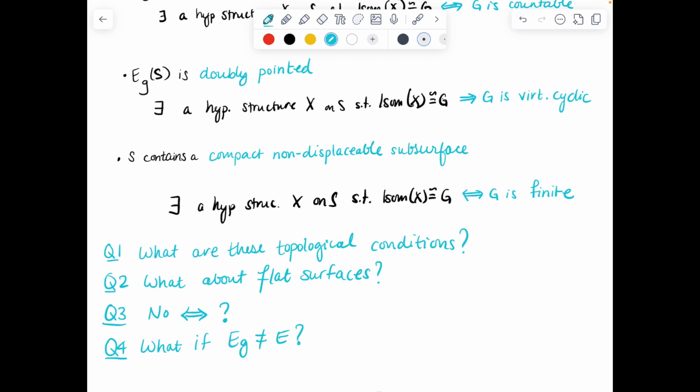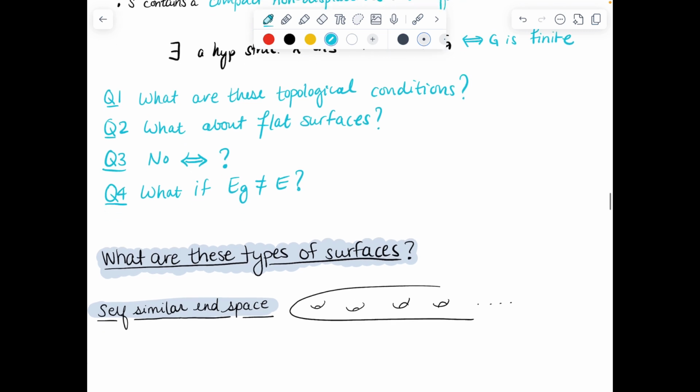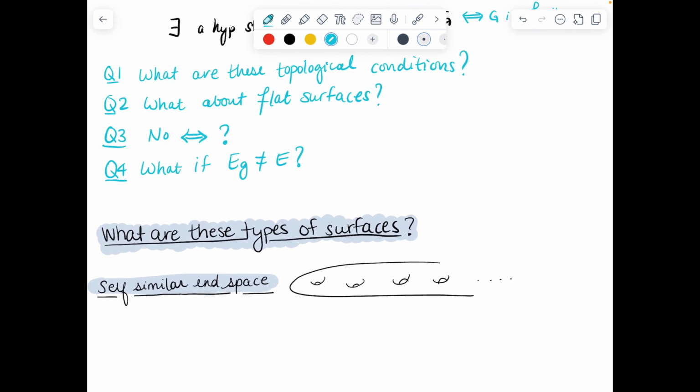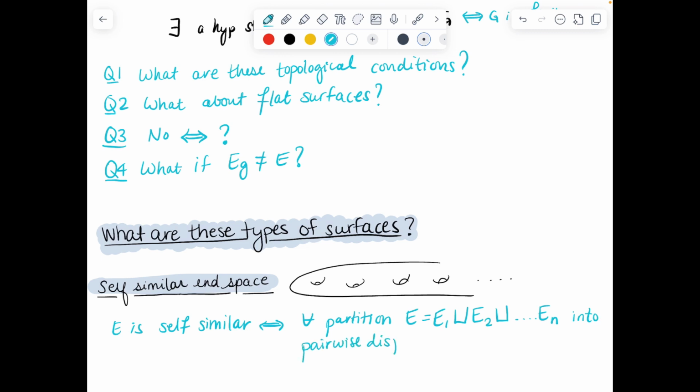We'll approach the first question first. What are these topological conditions? Surfaces with self-similar end space generalize the idea of having one end. A topological space E is self-similar if and only if for every partition of E into finitely many pairwise disjoint clopen sets, there exists an open set A inside one of the partitions so that A is homeomorphic to E.